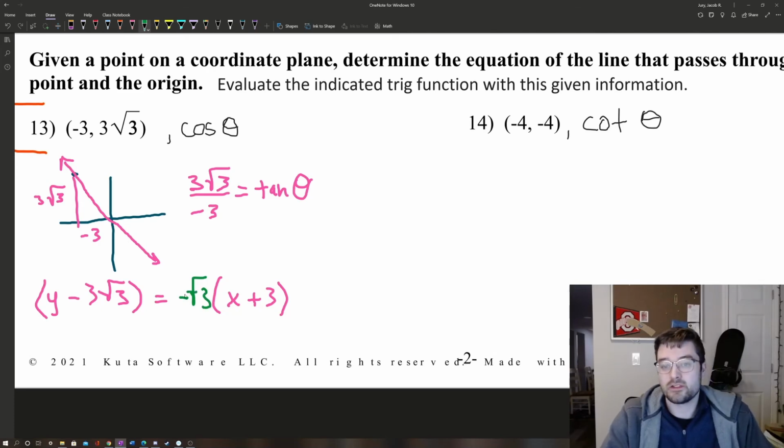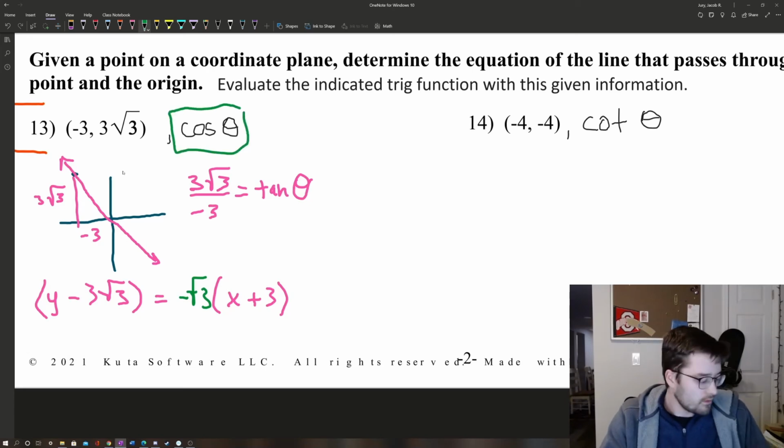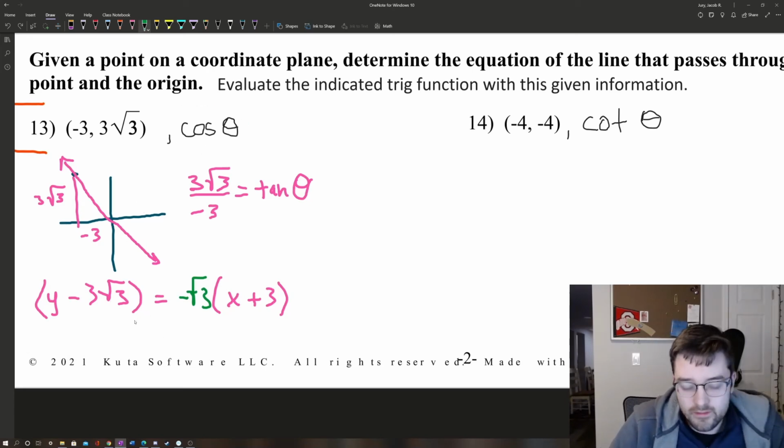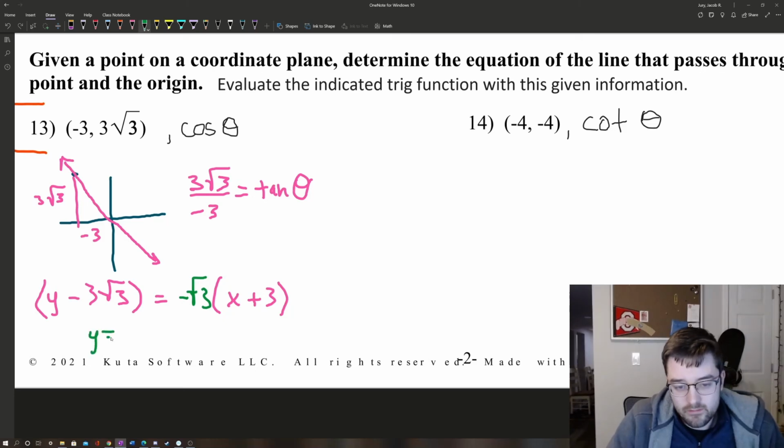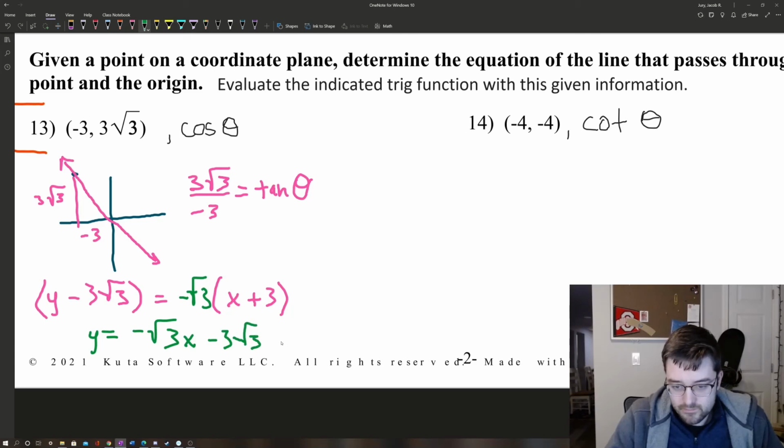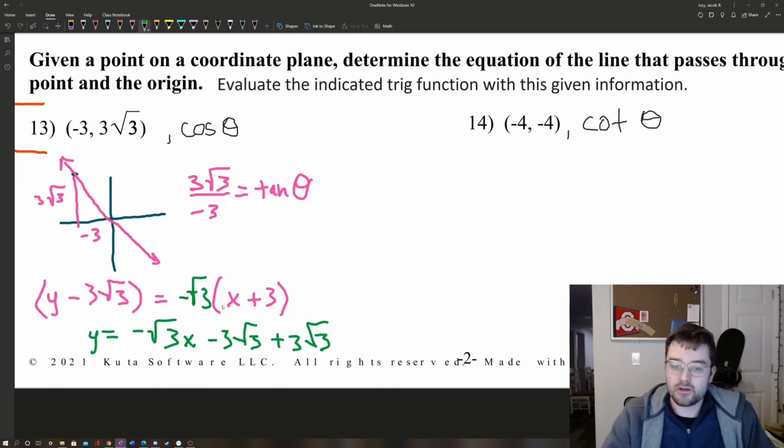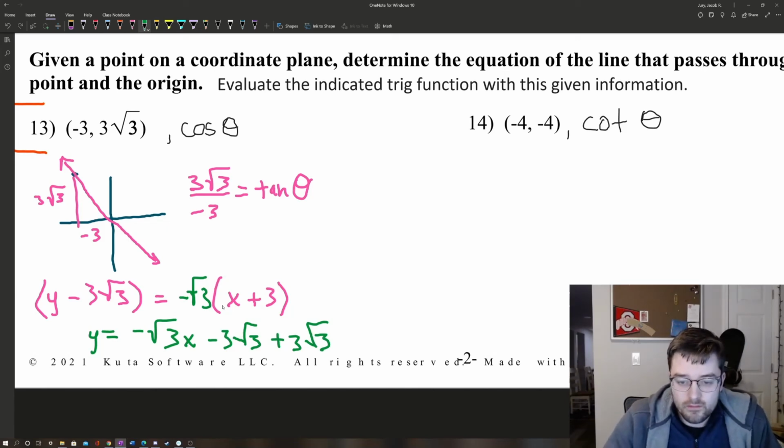And then I can write my equation of the line. And then you can probably guess how you get cosine of theta. That's going to be how we've done it from the previous question. So y is equal to negative radical 3 x minus 3 radical 3 plus 3 radical 3. Yeah, and that's how it should look with this line, because it doesn't have any y-intercept. So this is the equation of our line.